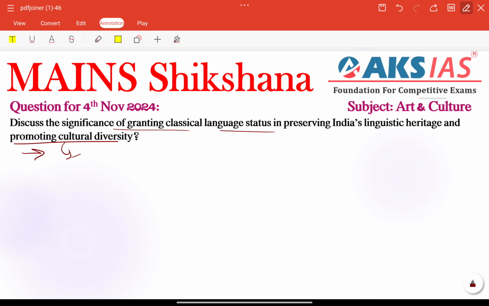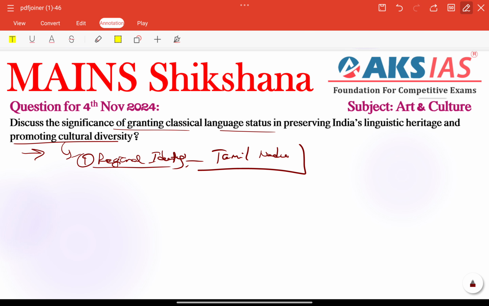Next important thing is the significance of granting classical language status in promoting cultural diversity. Here we need to identify this particular keyword. We can talk about regional identity, also a very important thing. Classical languages strengthen regional cultures. For instance, Tamil Nadu is actively promoting Tamil through its educational and cultural programs. So we need to mention these types of examples.